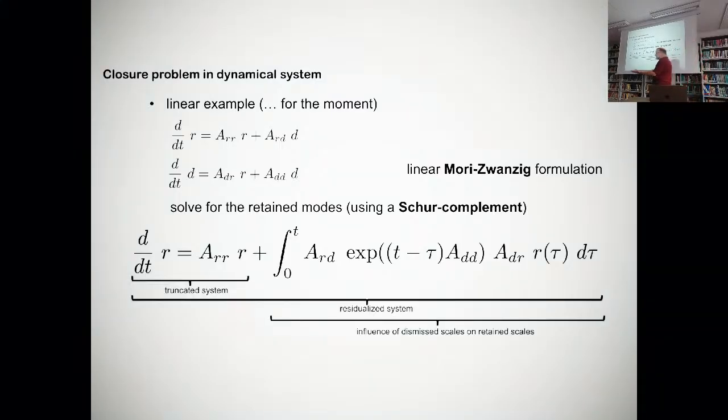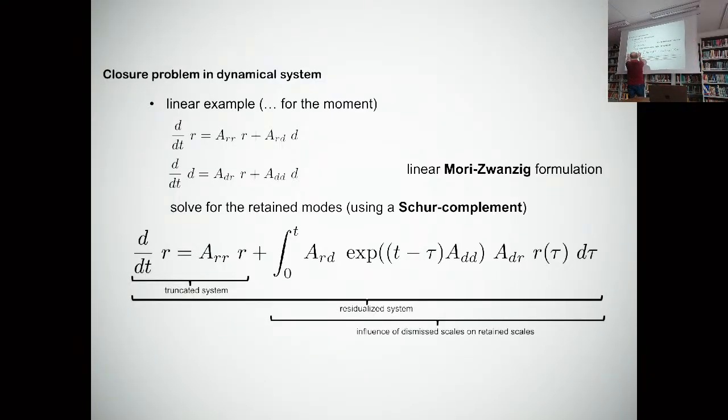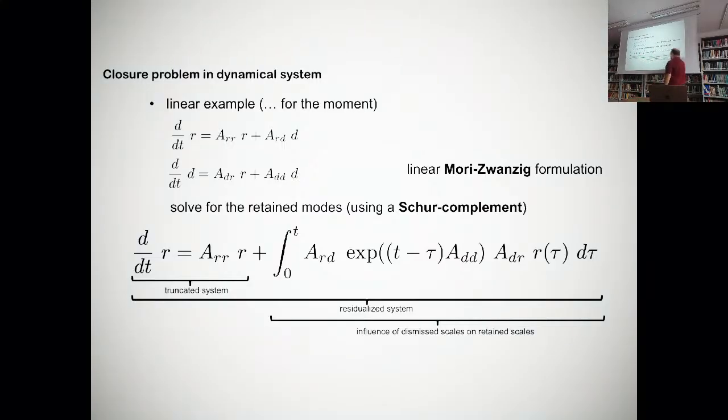So if you truncate your system, you basically just do this. If you residualize the system, you wrap the dismissed ones into the retained ones, and you solve the whole thing. And this is the influence of the dismissed scales on the retained scales. If this is small, you probably get away with this one for a while. But sooner or later, if you do really, really high truncations, this thing will not be small, and in the end, this will cause the truncated system to go unstable, or at least maybe go useless.